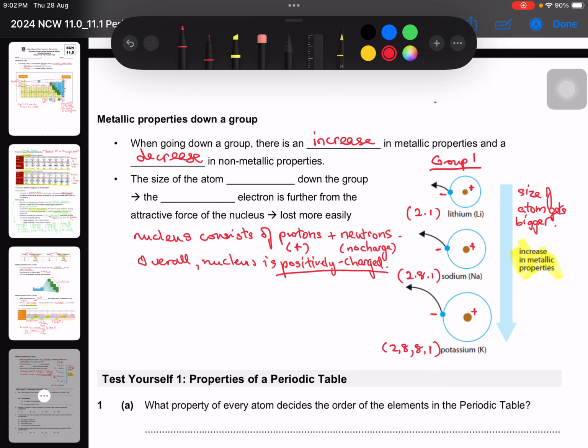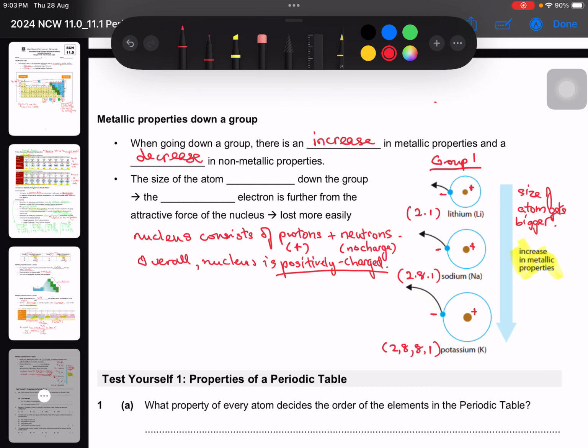But as the size of the atom gets bigger and bigger, now the attraction of the negative electron to the positive nucleus will get weaker and weaker. Alright, the electron is further and further away from the nucleus. So the attraction is weaker and weaker, which means that by the time you come to potassium, the electron is lost a lot more easily because the attraction is less strong.